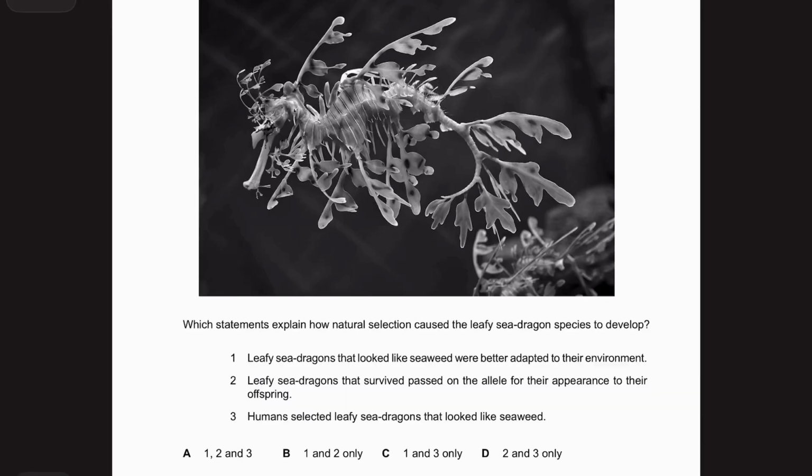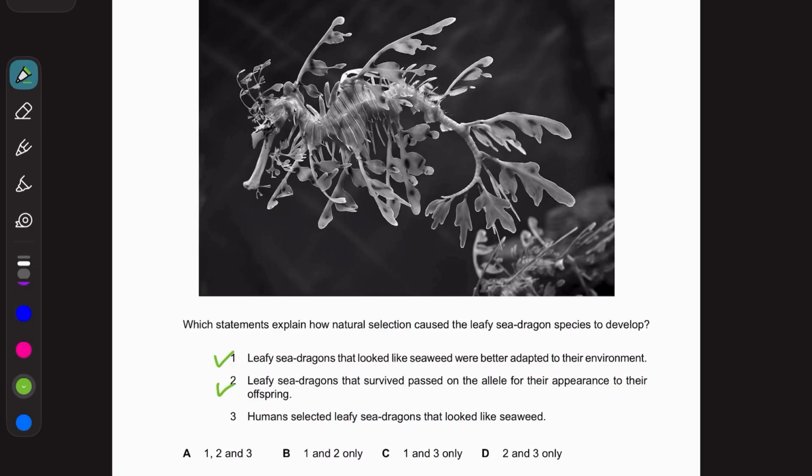And then let's read the statements now. So which one is correct? Leafy sea dragons look like seaweed, were better adapted to the environment. Yes, I agree, because it gives them a survival advantage. So yes, that is correct. Number 2 says, leafy sea dragons that survived passed on the allele for their appearance to their offspring. Yes, because that is all what natural selection is about. It's about reproducing and passing on that allele, that version of the gene, right? And therefore you can see it in the next generation. So 1 and 2 is correct.